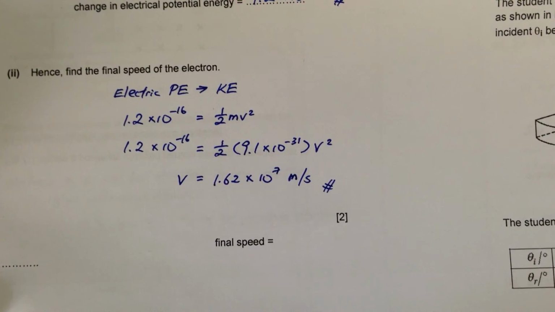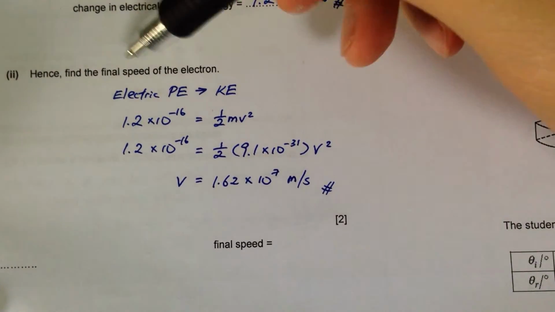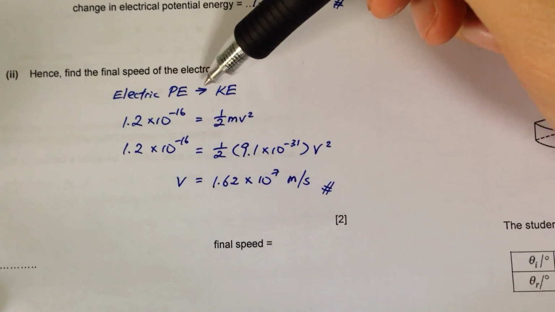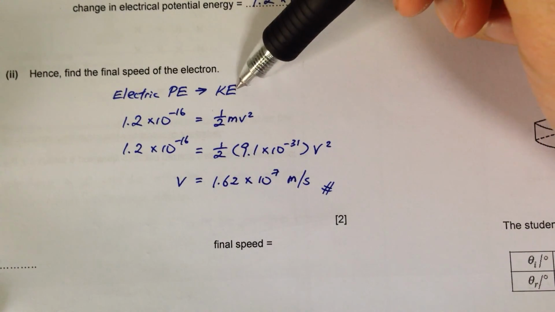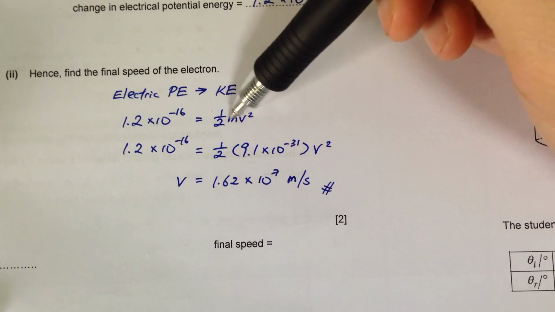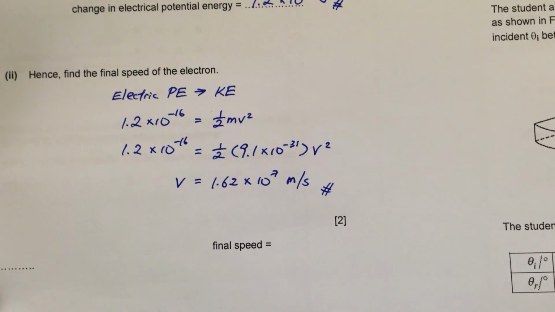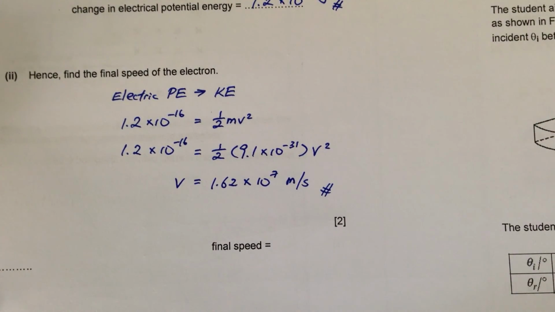Okay, then after that, find the final speed. So the electrical potential energy will be converted into your kinetic energy. So just equate to half mv squared, and you will be able to find the velocity of the electron.